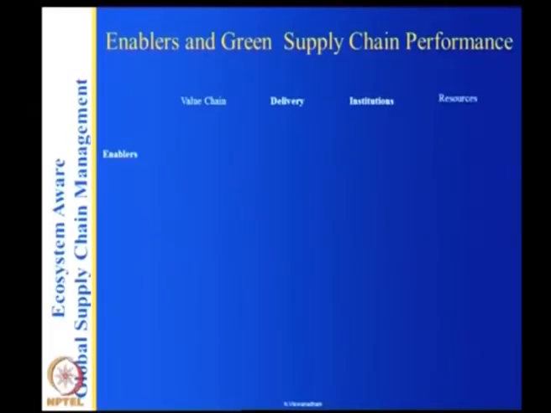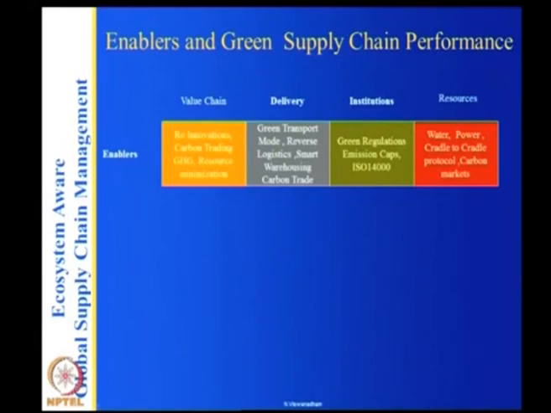So, the supply chain strategy is the one that is fundamental first. Let's look at the performance. In the performance, usually, what are the enablers for the green supply chain? In other words, we have 4 parameters in the ecosystem: value chain, delivery, institutions, and resources. And what are the kinds of enablers for each, which are green enablers?